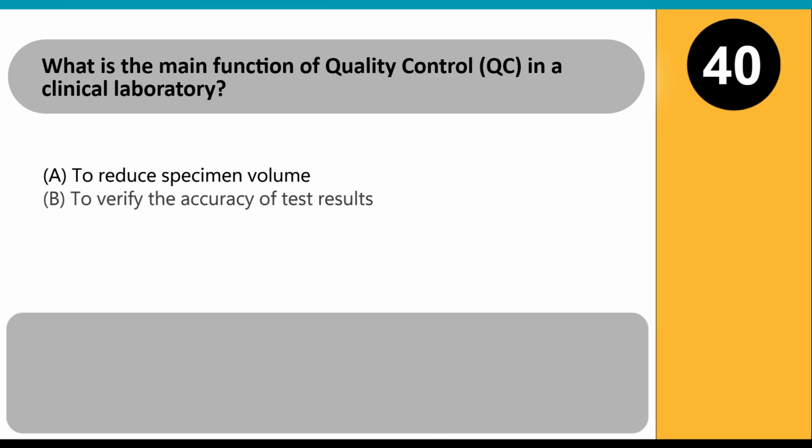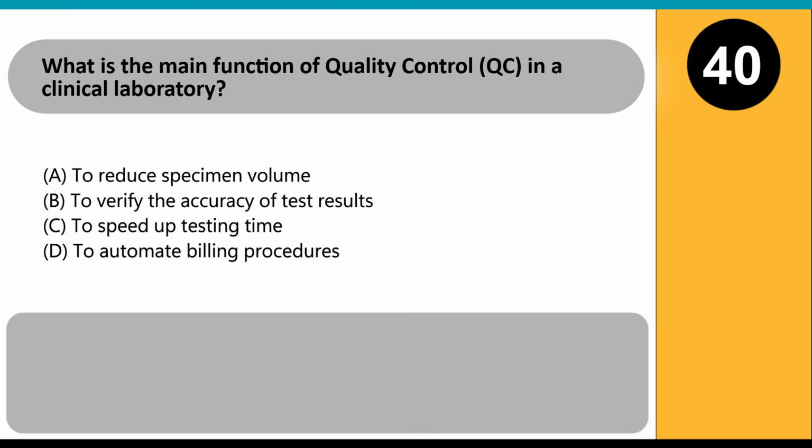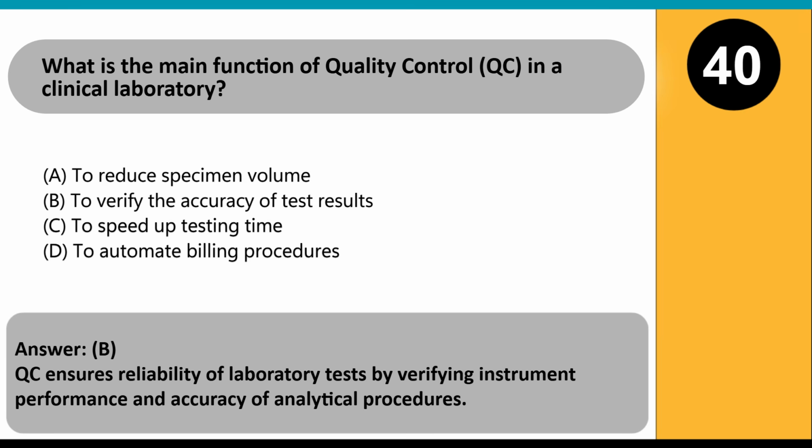What is the main function of quality control, QC, in a clinical laboratory? A. To reduce specimen volume. B. To verify the accuracy of test results. C. To speed up testing time. D. To automate billing procedures. Answer: B. QC ensures reliability of laboratory tests by verifying instrument performance and accuracy of analytical procedures.